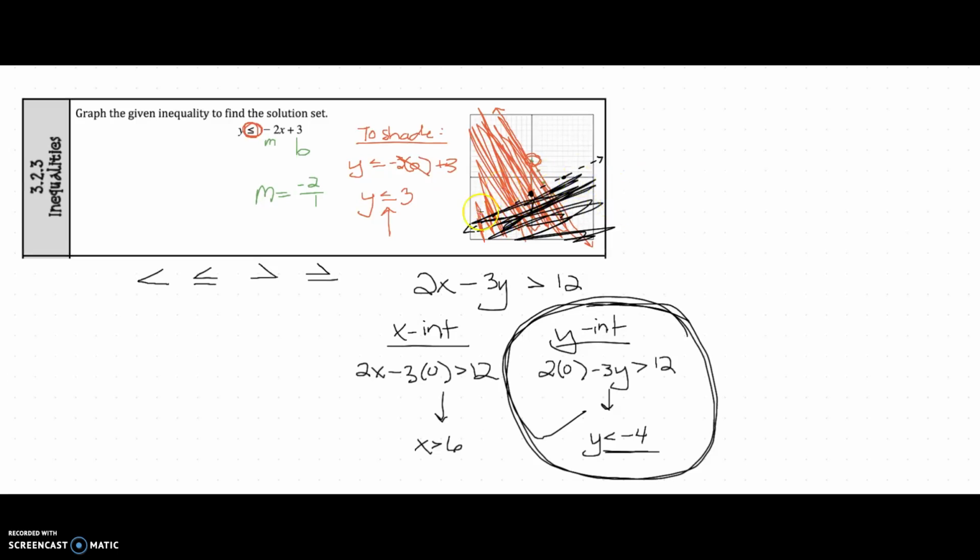Okay, so I just wanted to go through a very quick example of when it's not in slope-intercept form, when it looks like this. But this is a summary of Learning Target 3.2.3, which is to graph an inequality.